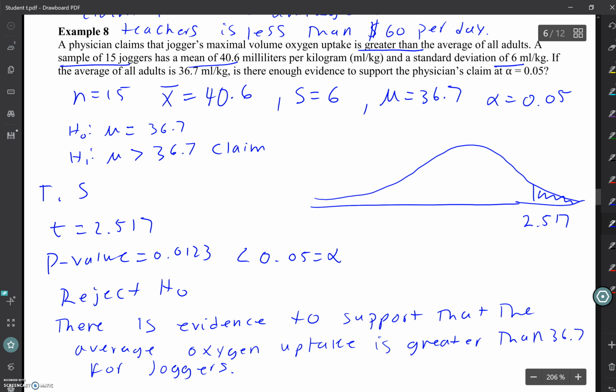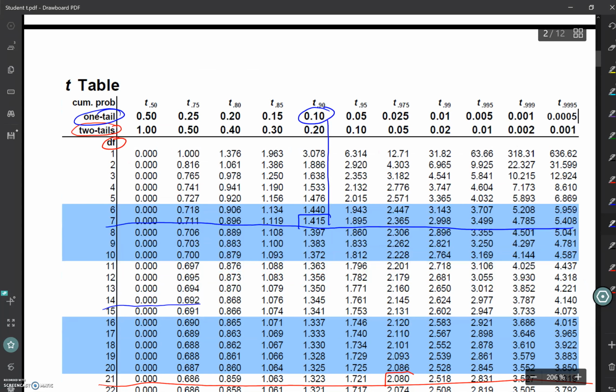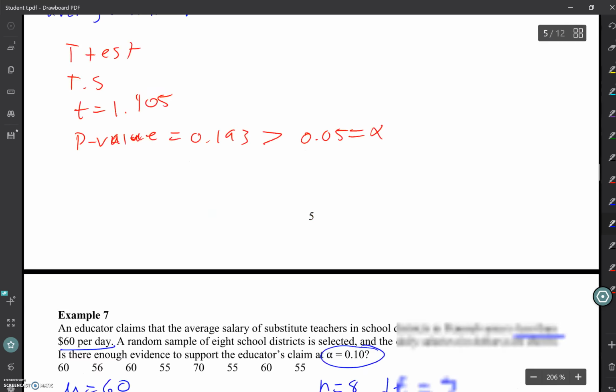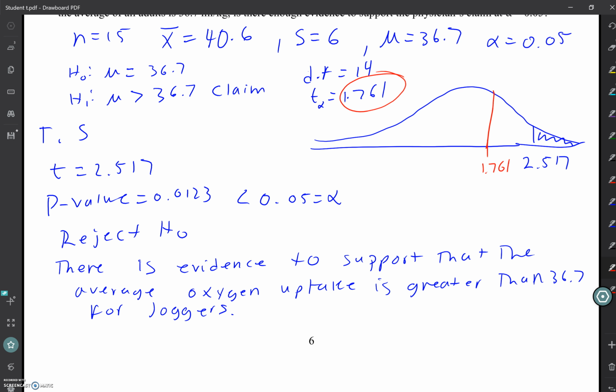And if we wanted to find our critical value, our degrees of freedom would be 14, and we still have 0.05 in one tail. So we're going to look at one tail. So 14 degrees of freedom, 0.05 in one tail, gives me a critical value of 1.761. And we notice if we put that on our table, we've got 1.761. We are to the outside of it, so we would also reject based on our critical value.